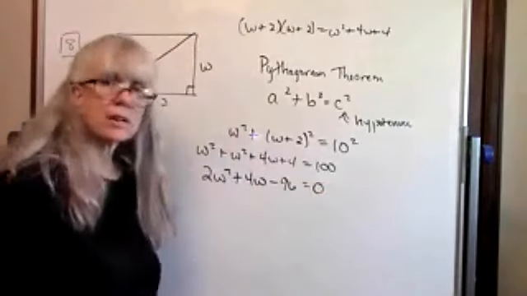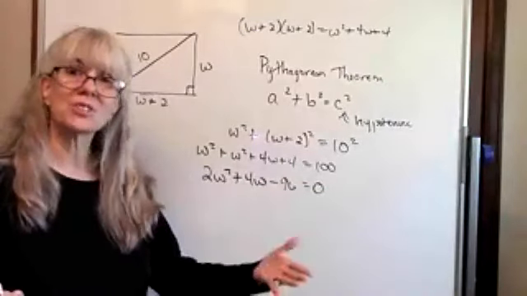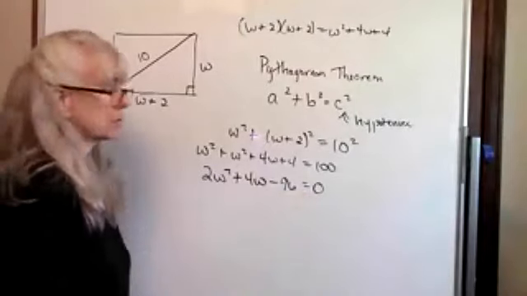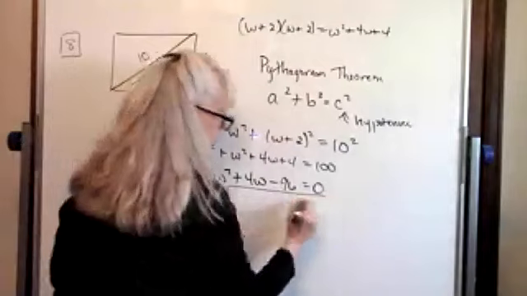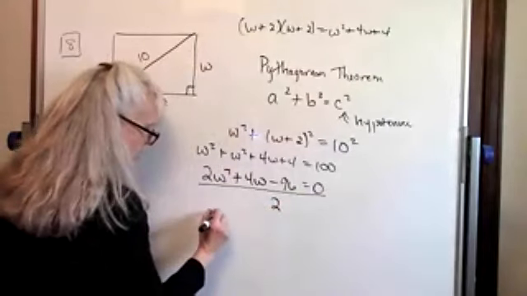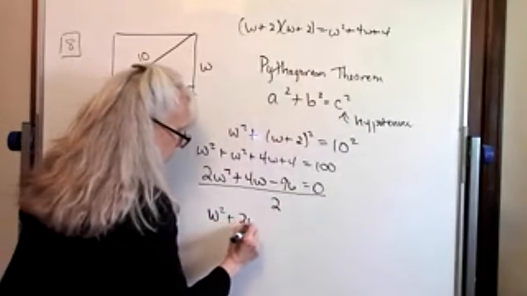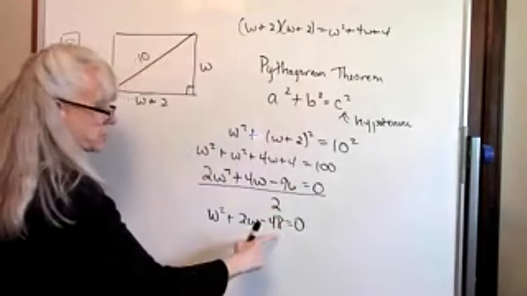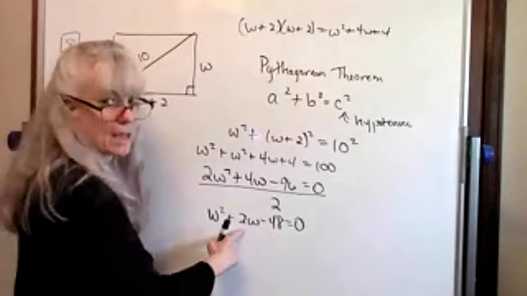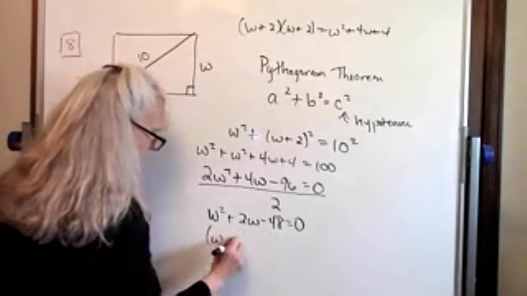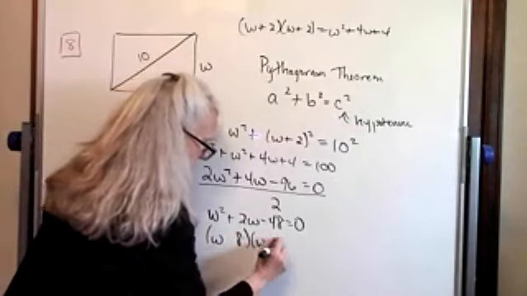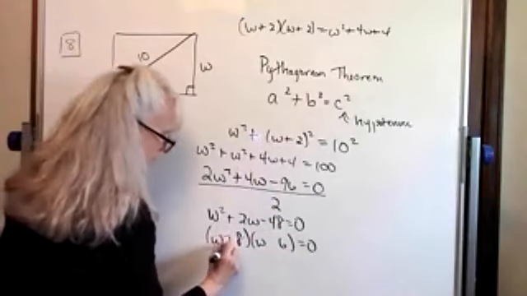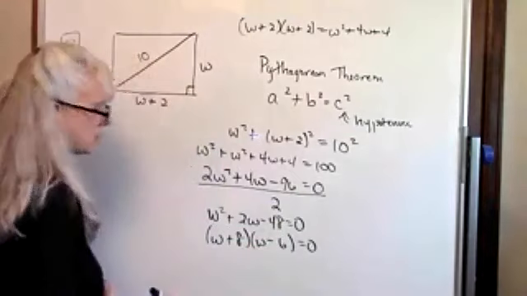Now again, factoring is more efficient, and I'm after efficient students. I'm going to divide everything by 2, and I can do that because it's equal to 0. That's to make the factoring easier. So I have w squared plus 2w minus 48 is equal to 0. And there are factors of 48 that subtract to 2. That would be 8 and 6. So it factors really nicely. W with an 8, w with a 6. Because we're looking for positive 2, we need a positive on the 8 and minus on the 6.